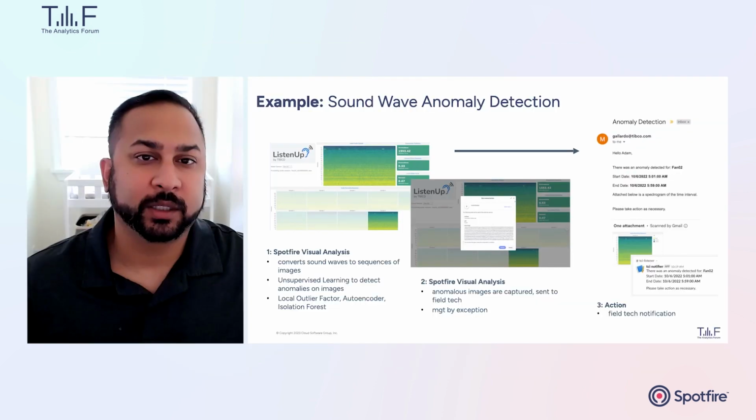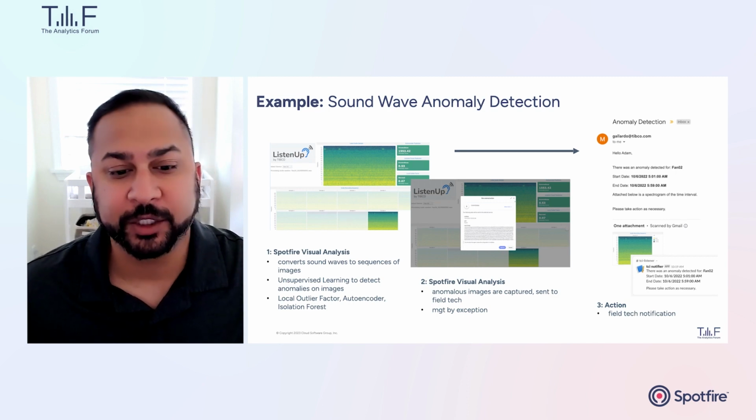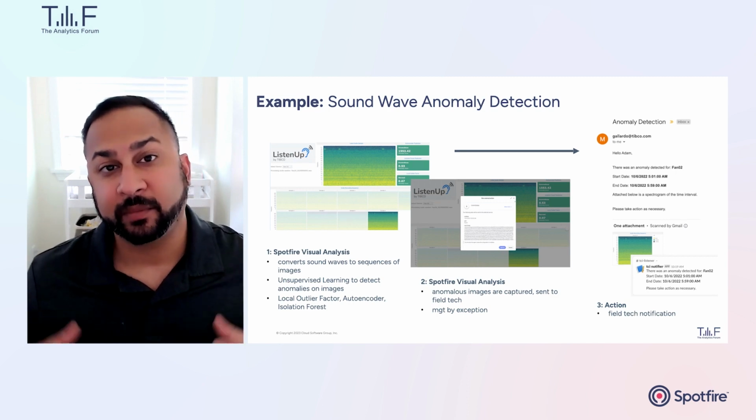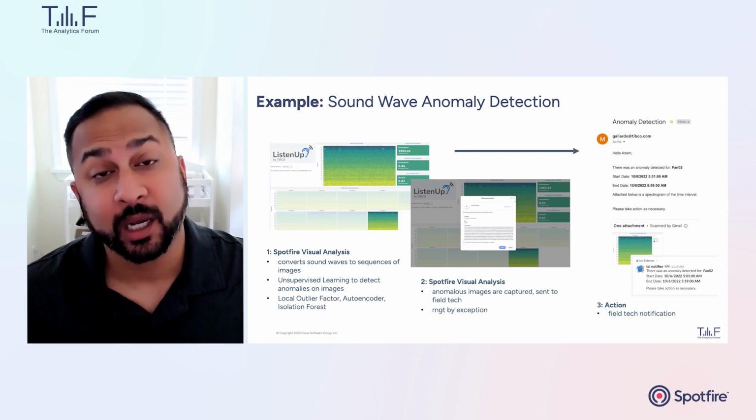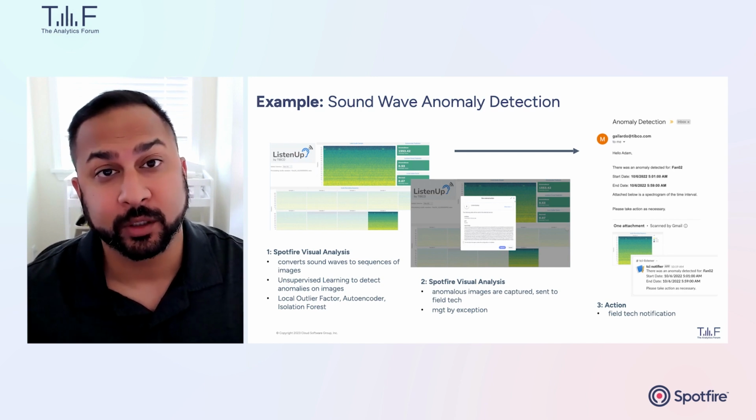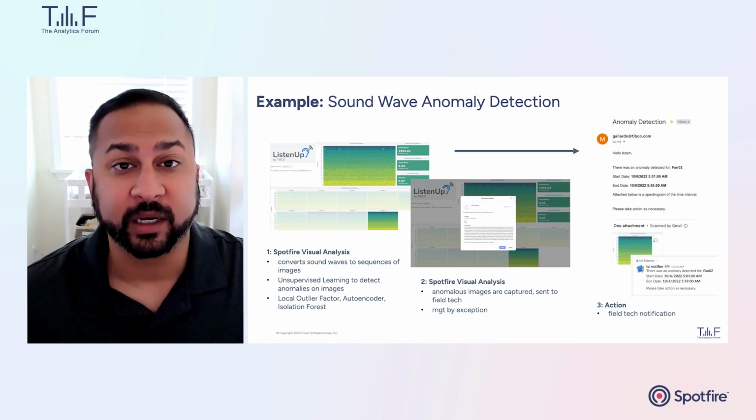So Neil, let's go through a couple examples of that. Firstly, with respect to anomaly detection from sound waves coming off of equipment. So we have sound waves coming off equipment, as you mentioned, and these are taken from images in the Spotfire analysis, and then unsupervised learning techniques are used to then analyze this data and find anomalies.